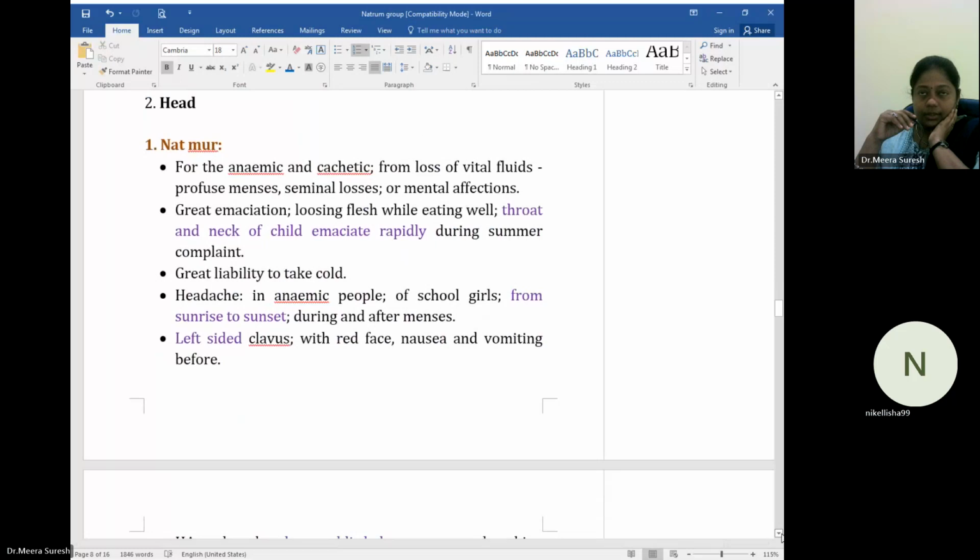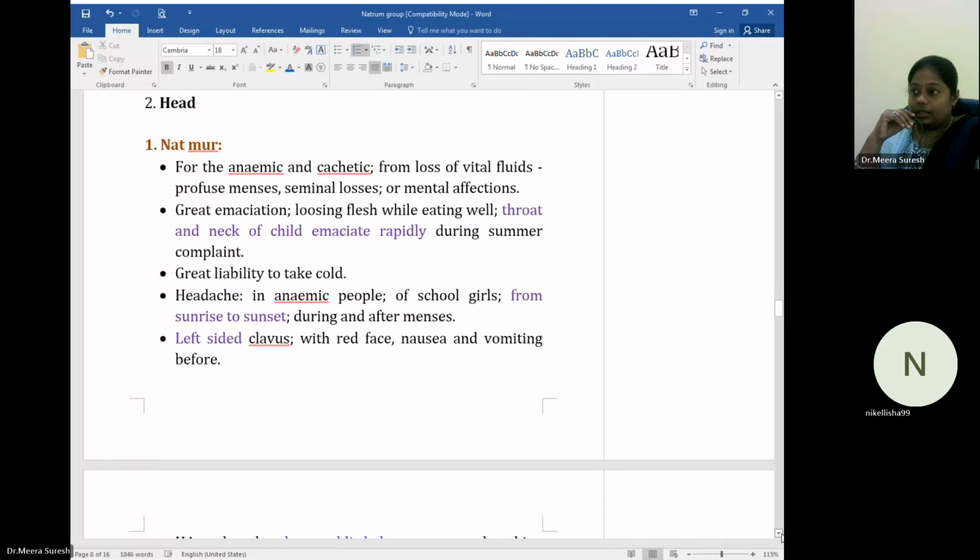You remember? I don't remember that name. Calcarea fluorica also says like that, in school going girls. And the headache is actually from sunrise to sunset and during and after menses. It's left-sided clavus. Do you know what is the meaning of left-sided clavus when you say like that?